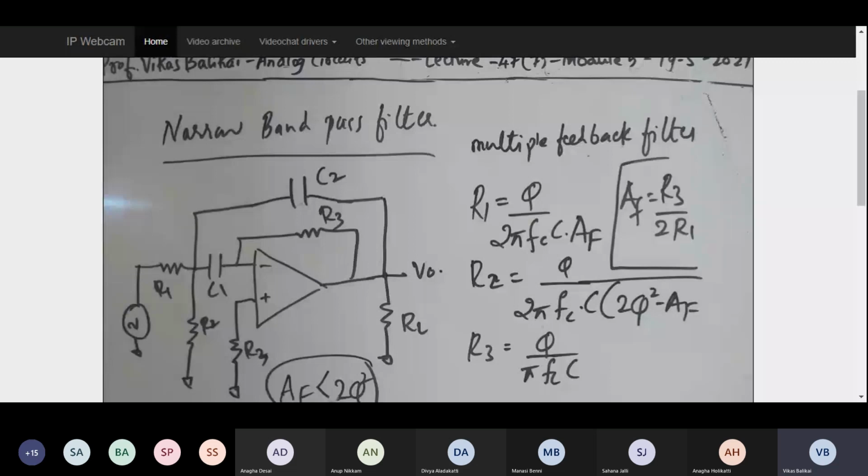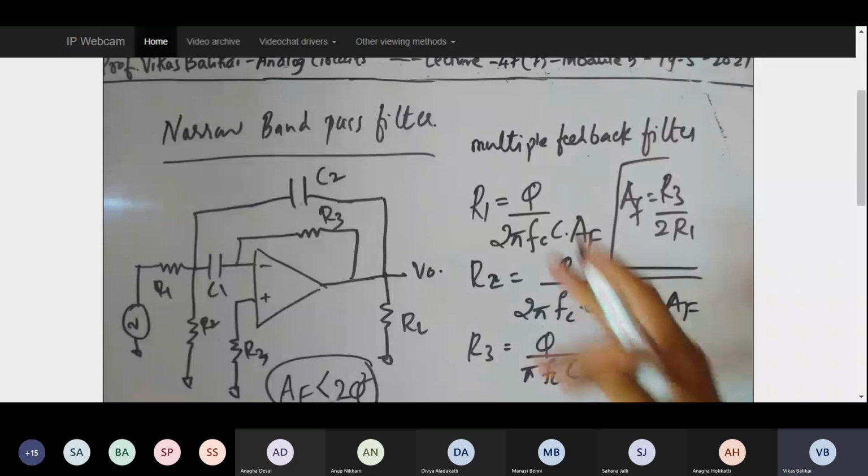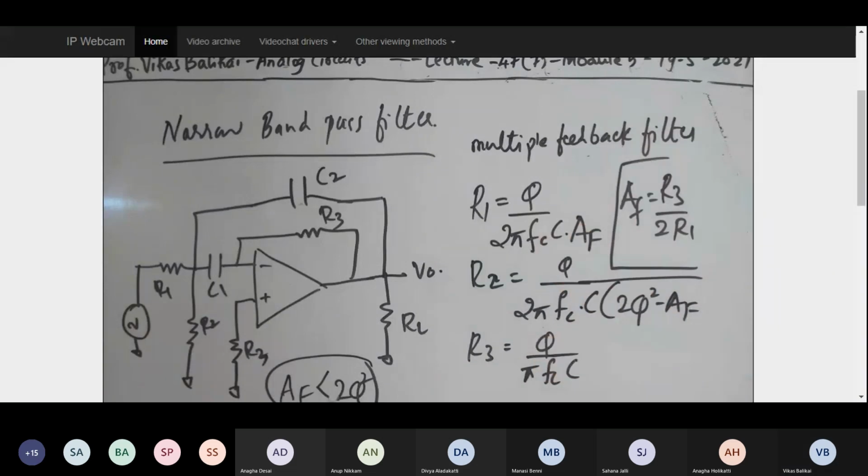So this is the derivation, or the content, with respect to the narrow band pass filter. Specifically, here you are supposed to answer that there are 2 feedback paths, and hence the name multiple feedback filter. It is used in inverting mode, and the design calculations are as follows, and you are supposed to mention these particular statements. Whenever we design this filter, there are 2 capacitors. We choose C1 equal to C2 equal to C.